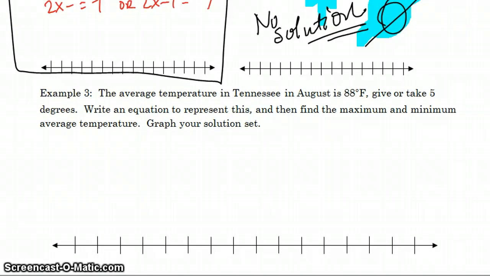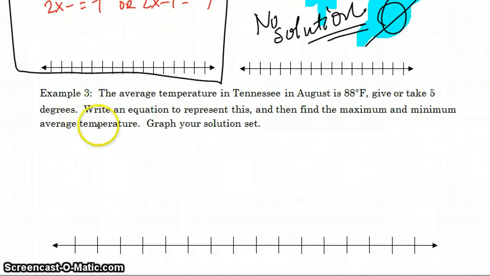Now let's look at a word problem. The average temperature in Tennessee in August is 88 degrees Fahrenheit, give or take 5 degrees. Write an equation to represent this and then find the maximum and minimum average temperature and graph your solution. Now I often have to read word problems twice. So let's read that again. The average temperature in Tennessee in August is 88 degrees, give or take 5 degrees.